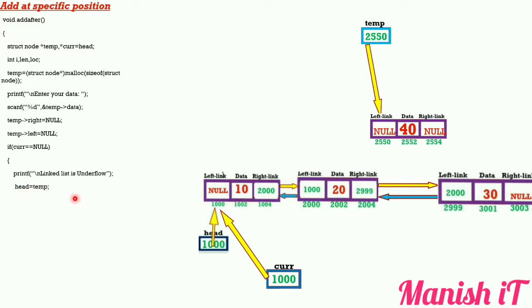But here the situation is what? Here we already have a node and head already has some value. Say head has 1000 and it is pointing to this node's base address. So we need to go through the else part. In the else part we have to write our logic.